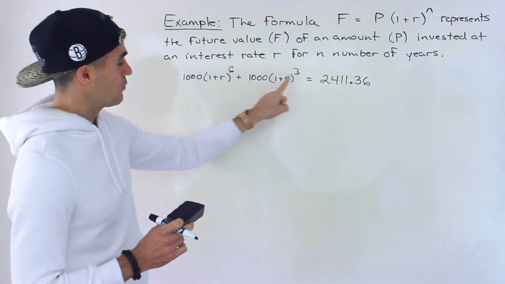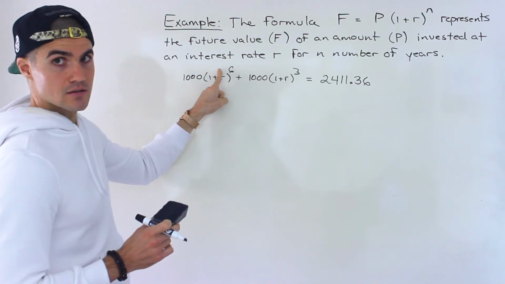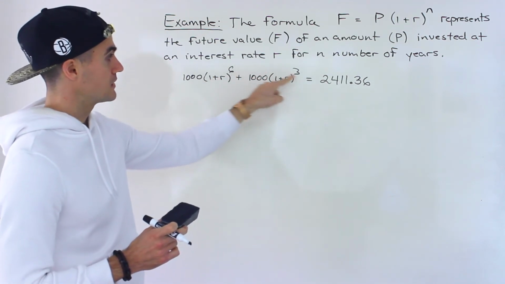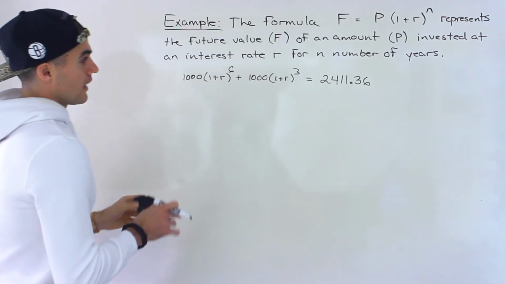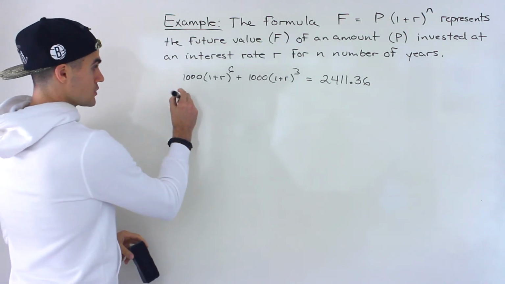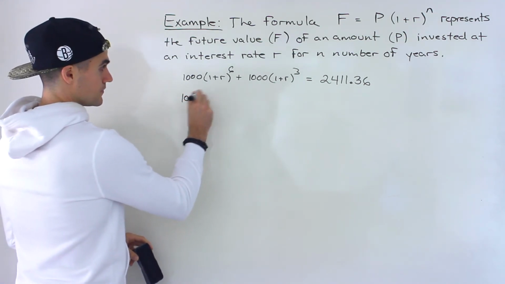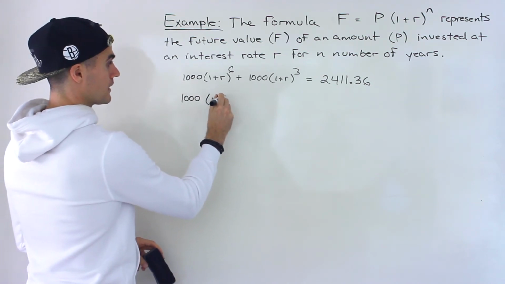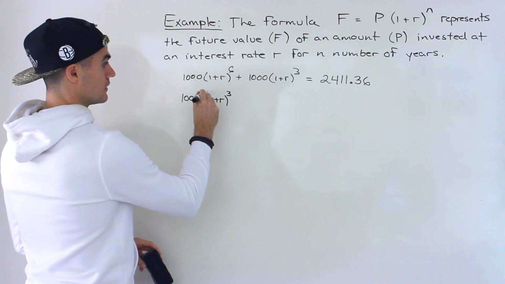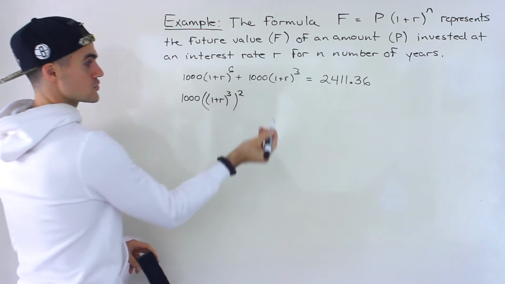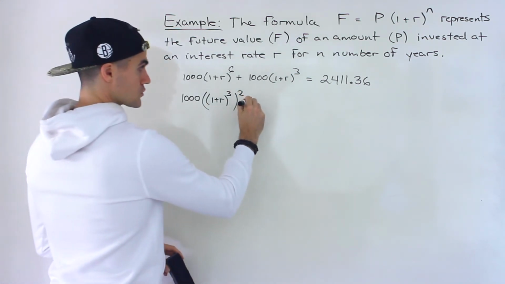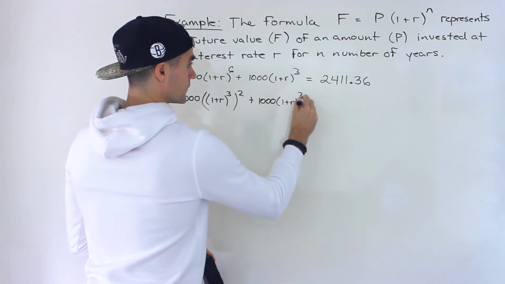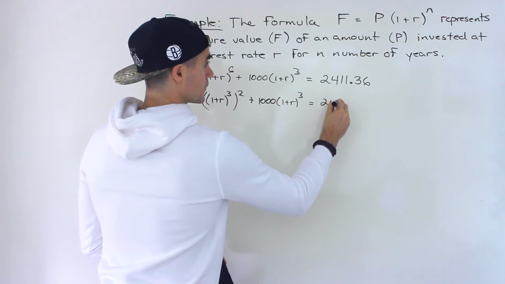It's from how the 3 and the 6 relate. Notice that the 6 is double the 3. This exponent is double this one. So we can take this expression and rewrite it as ((1 + r)^3)^2. I'll show you why I'm doing that in a sec. Let's rewrite the rest as is.